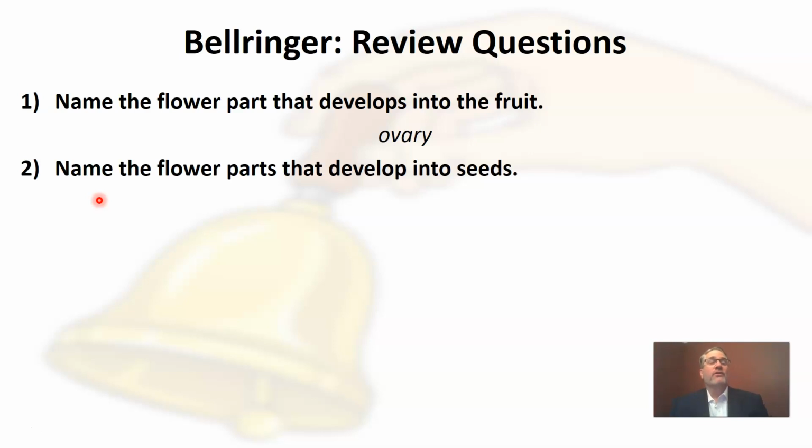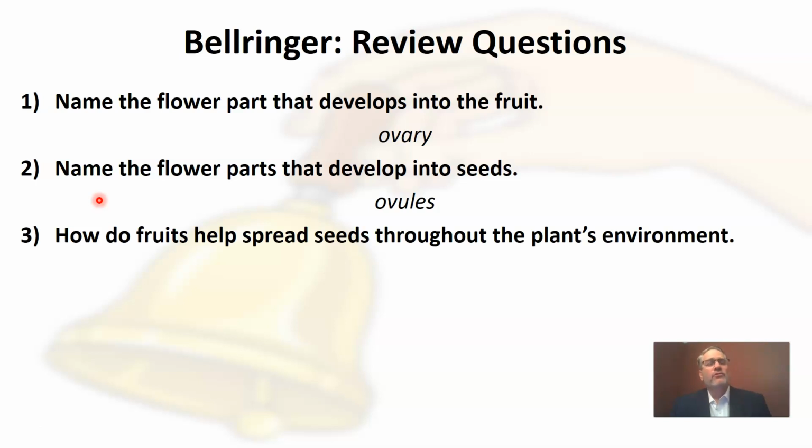My second question is, name the flower parts that develop into seeds. These were inside of the ovary, and they contained the female reproductive cells. The pollen tube grew to these to fertilize the eggs inside of them. The flower part that became the seeds, of course, is the ovules.